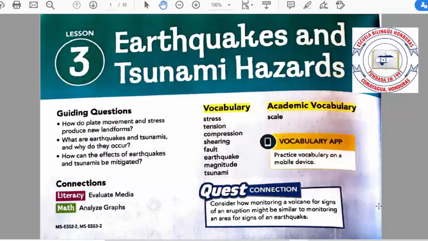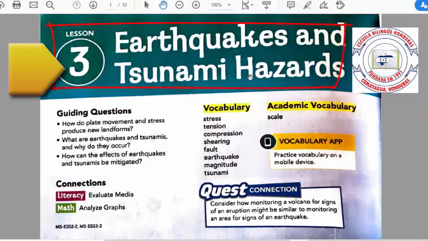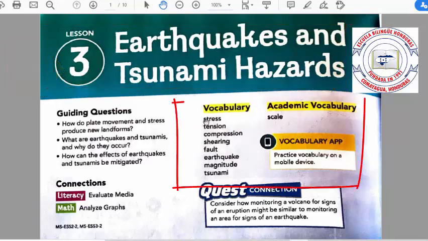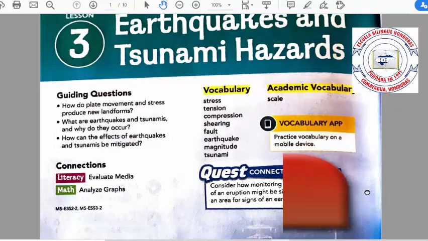Hello guys, we're going to continue with science 6th grade, chapter 8, in this case lesson 3, earthquakes. We're going to talk about earthquakes and tsunami hazard. You have a vocabulary over here, guys: stress, tension, compression, shearing, fault, earthquake, magnitude, tsunami, and you have just one word in academic vocabulary, in this case scale. All these words, guys, you have to underline in your book.